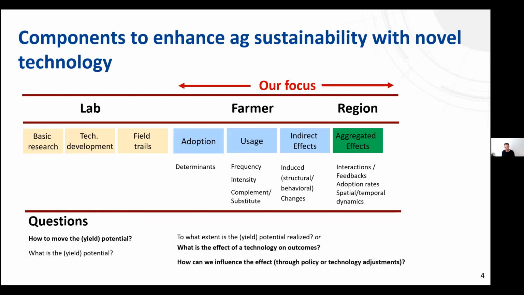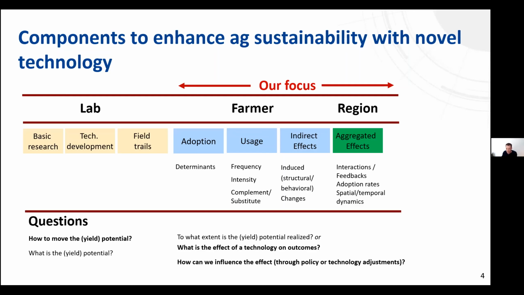On the left, the primary question is how to move the yield potential. So how can we achieve an increase in yields by novel technology, breeding, or better management, and also to what extent can we assess the yield potential? At least that, from my understanding, would be the questions at the lab scale.